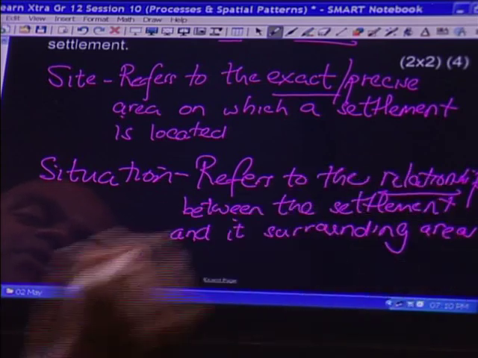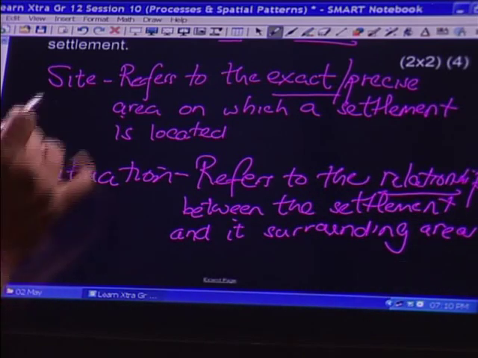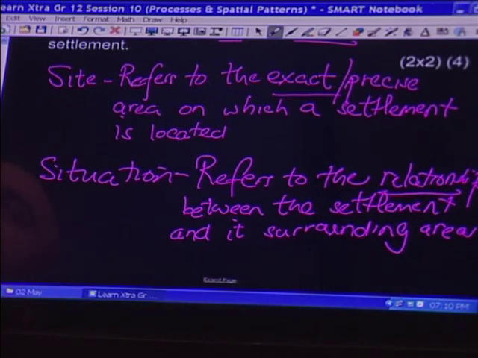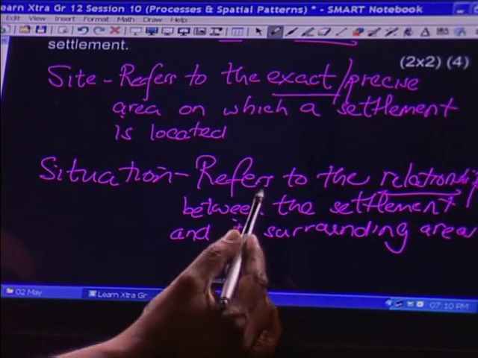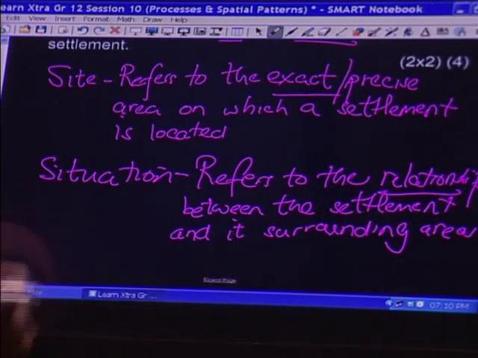The key aspects of understanding site and situation. Site refers to the exact or precise area on which a settlement is located, and situation refers to the relationship between the settlements and its surrounding areas. Moving on to the next question.